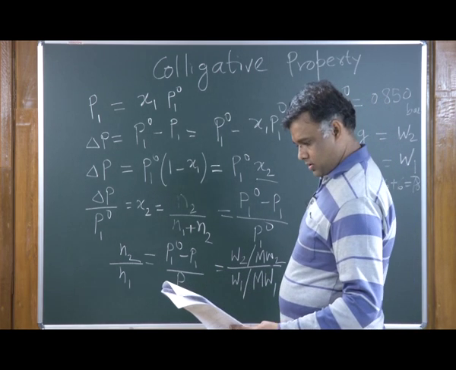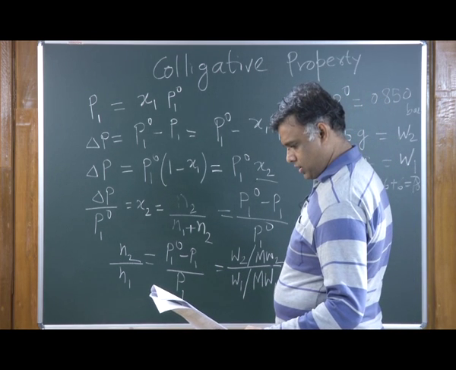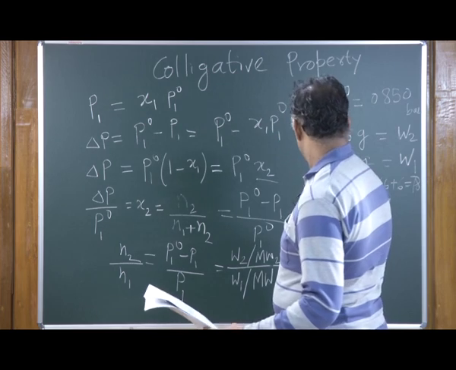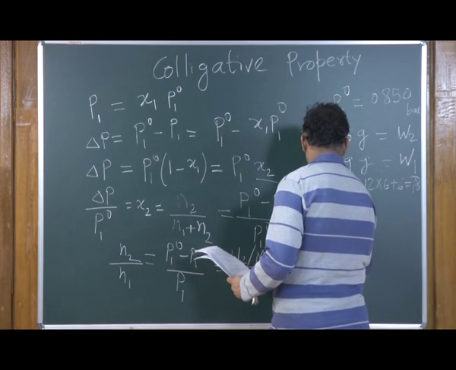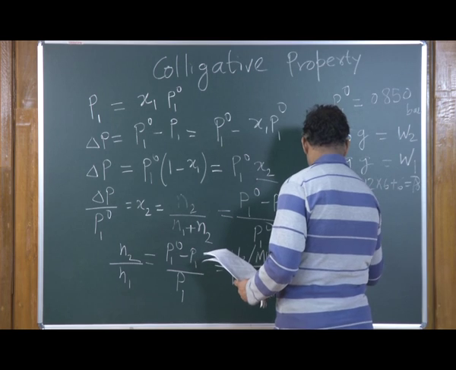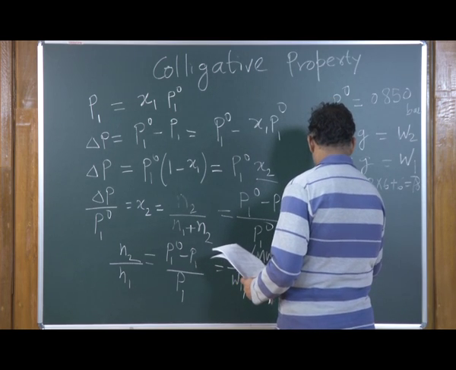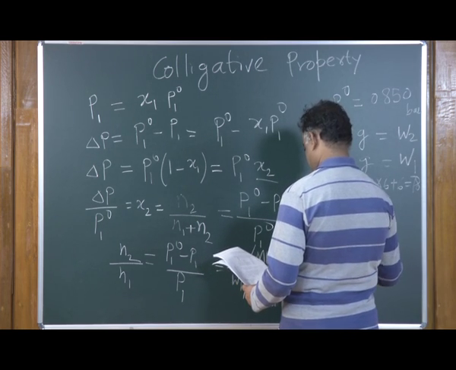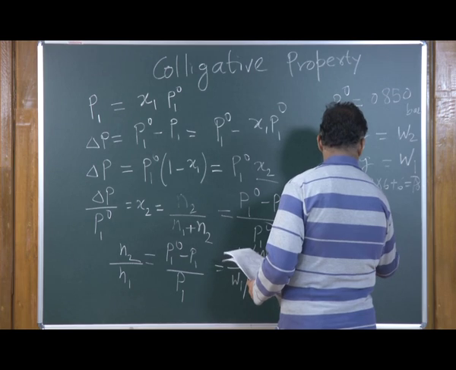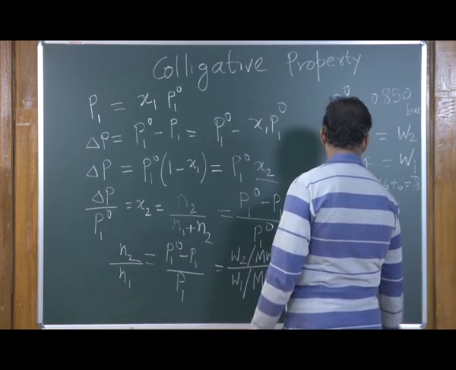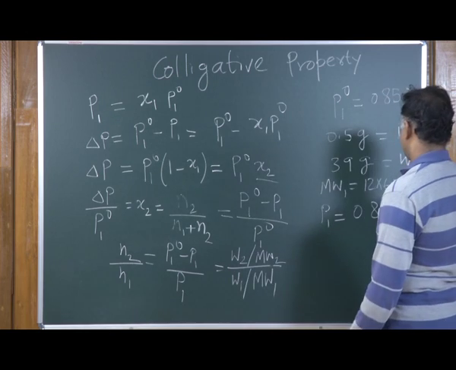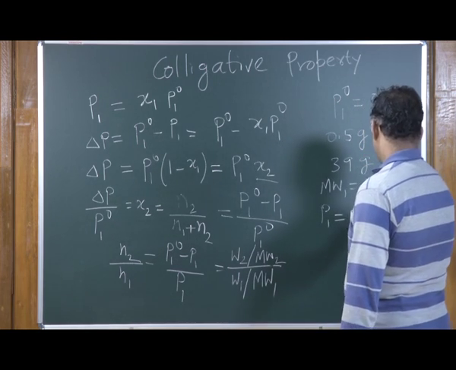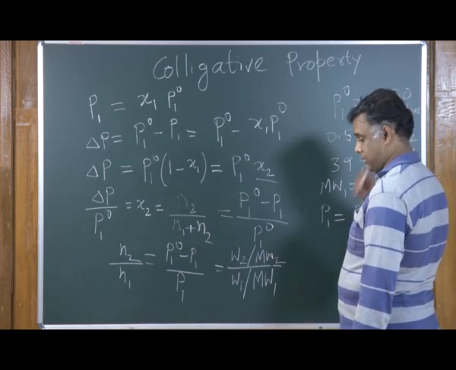So, now the vapor pressure of the solution is 0.845 bar. This is a non-volatile solute. So, there is going to be no contribution from the solute. So, this whole vapor pressure is coming from the benzene.